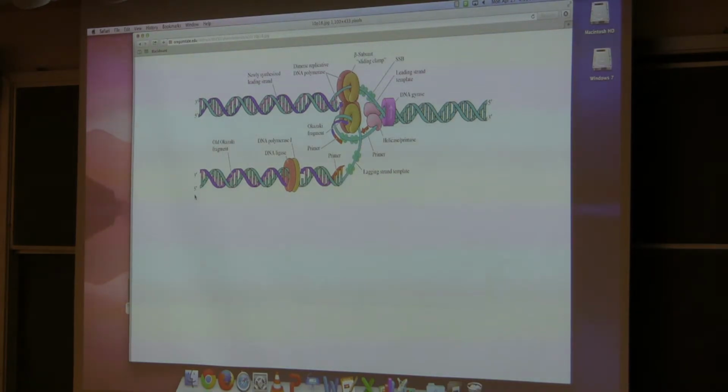An RNA starts for each of the little fragments. That also is what happens at the very beginning of the leading strand as well. So the leading strand starts out as an RNA fragment as well. And that has to be removed as well.